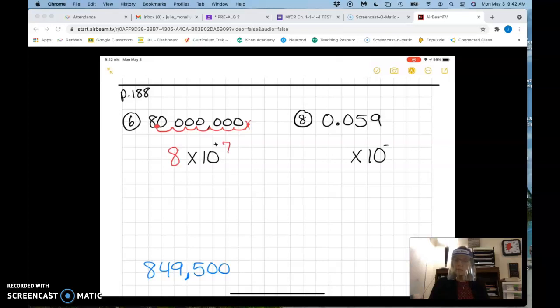And number 8, what number can I make between 1 and 10 on this one? 5.9, because we have to use the numbers that are here and we have to move our decimal place. So let's see if we move it to between the 5 and the 9. We made a number between 1 and 10, 5.9. And how many times did we move the decimal? 2 times. Good job, Braden. All right, and it's a negative exponent because we had a small number.